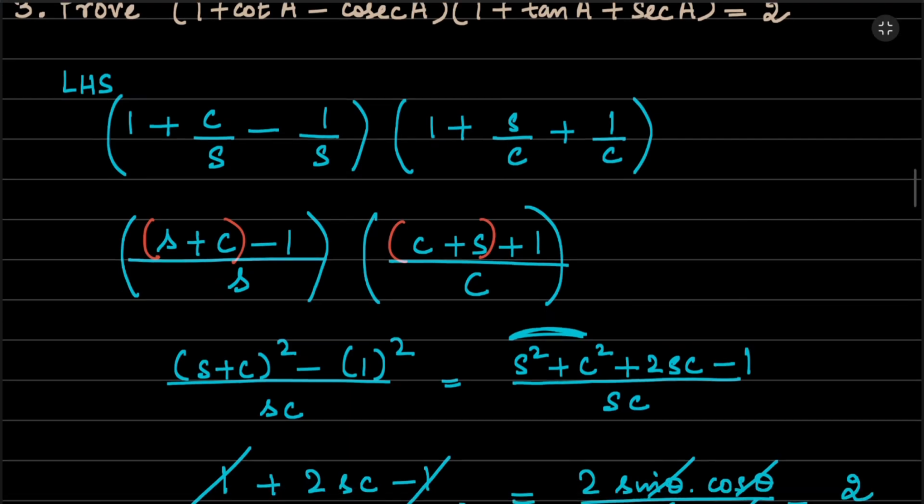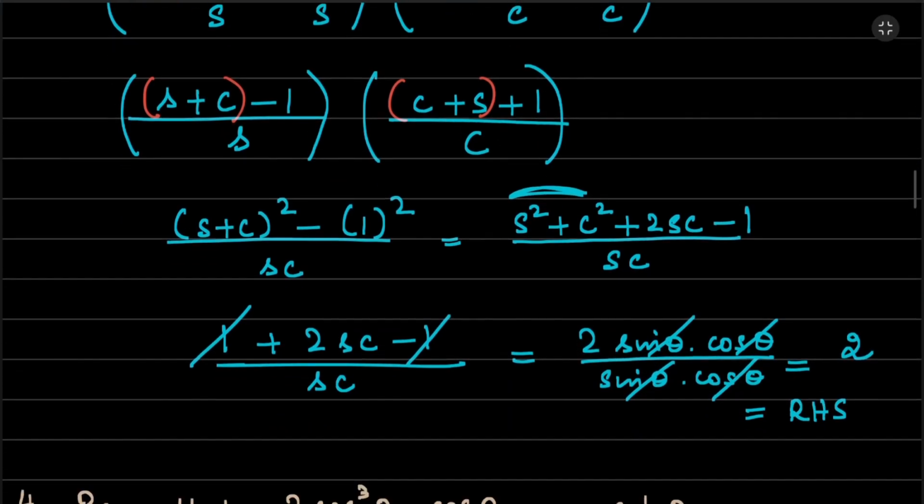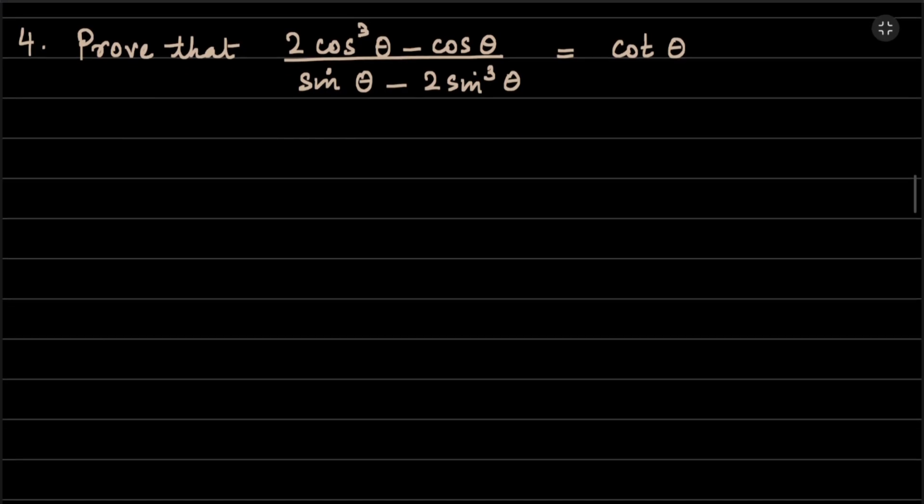Okay, so this is how you have to do it. Let's move on to the next question. Here you have to prove that (2 cos cube theta minus cos theta) divided by (sine theta minus 2 sine cube theta) is equal to cot theta. Again, this is a frequently asked question. I have also done it in the previous videos.